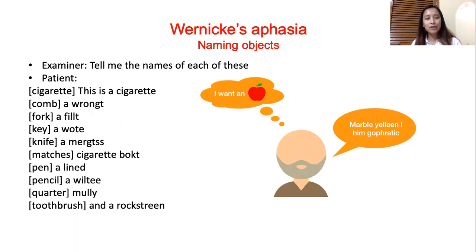Here is an example. If a patient has Wernicke's aphasia, a conversation with an examiner might look like this. The examiner says, tell me the names of each of these. The patient says, this is a cigarette. But if presented with a comb, they would say another word. They can verbalize, but they cannot really identify. Presented with a match, they would say it's a cigarette. Presented with a pen, they would say it's a line, or a toothbrush, they would say it's a rock stream. They can try to verbalize, but they cannot really name the object.